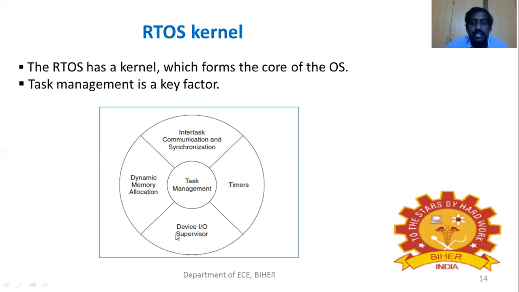And then the device I/O supervisor: what input and output devices are used within this task, and within this time period what devices are accessed, and whether there are any simultaneous accesses. Everything should be managed by this RTOS. And finally, dynamic memory allocation is also a role of our RTOS kernel.